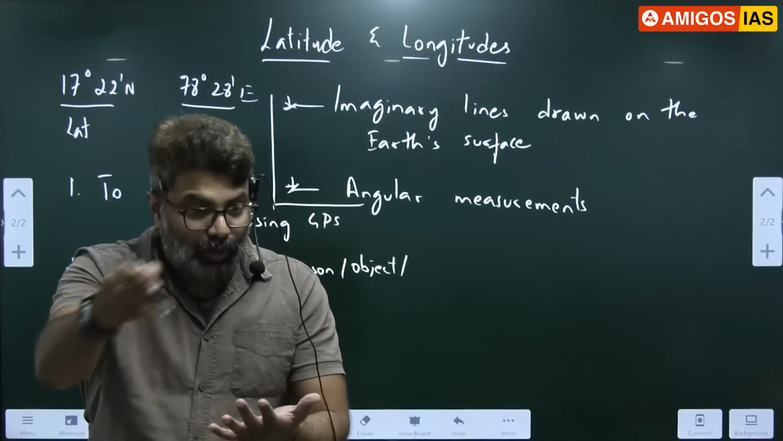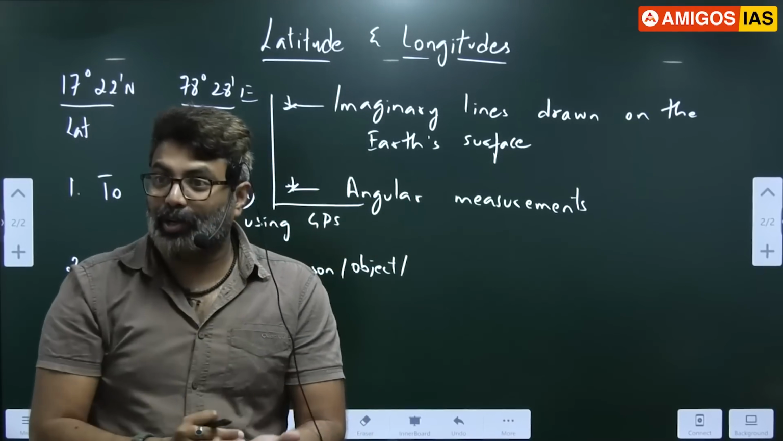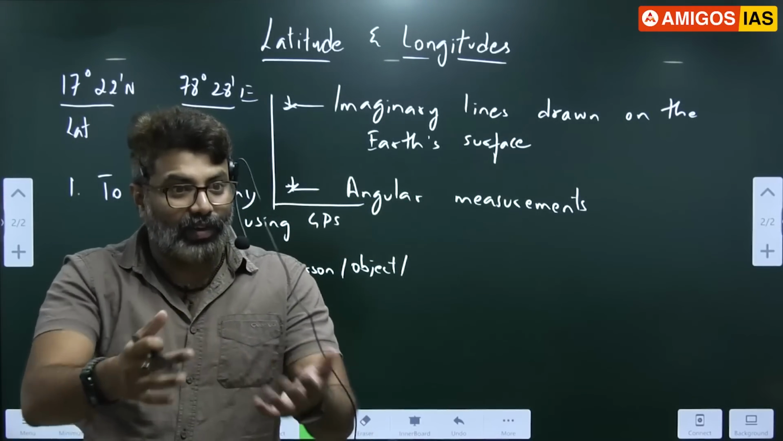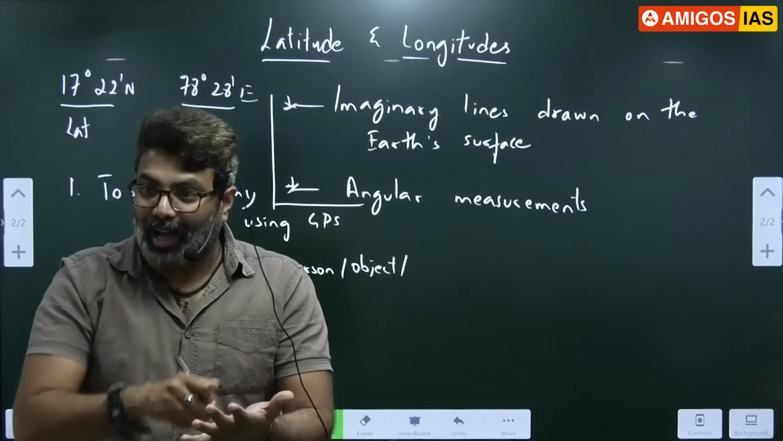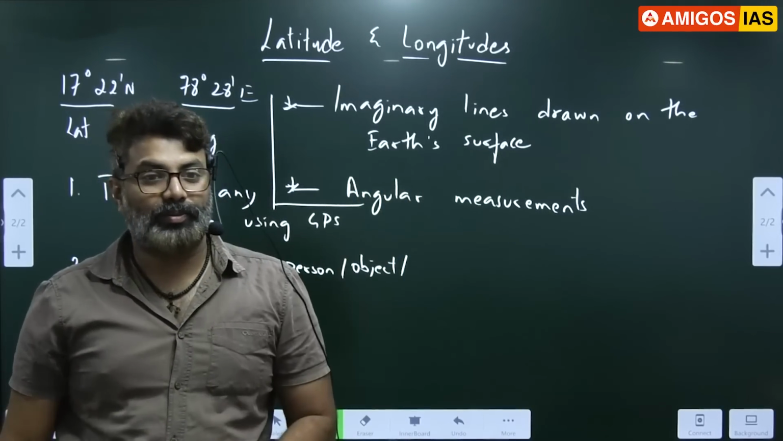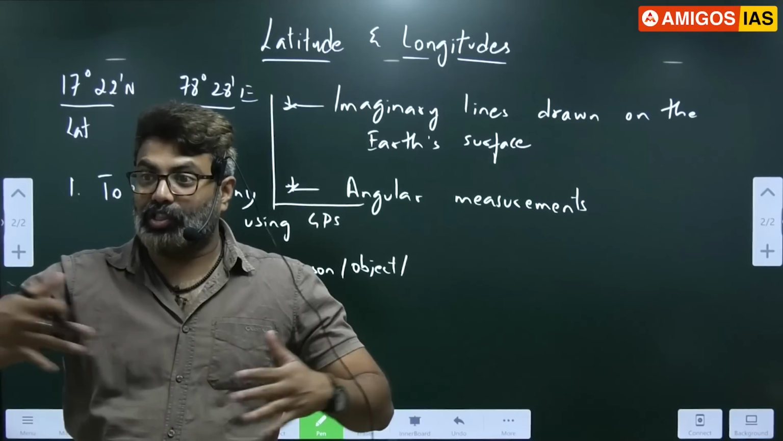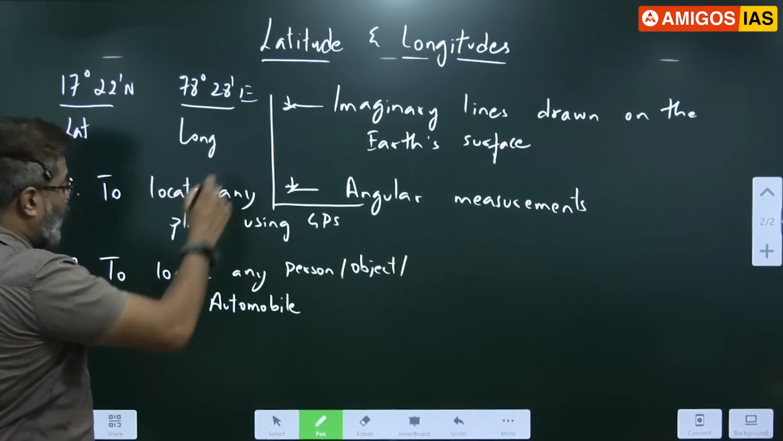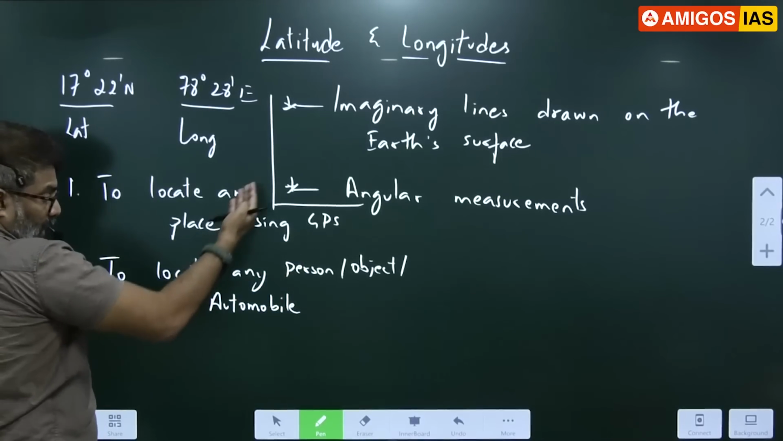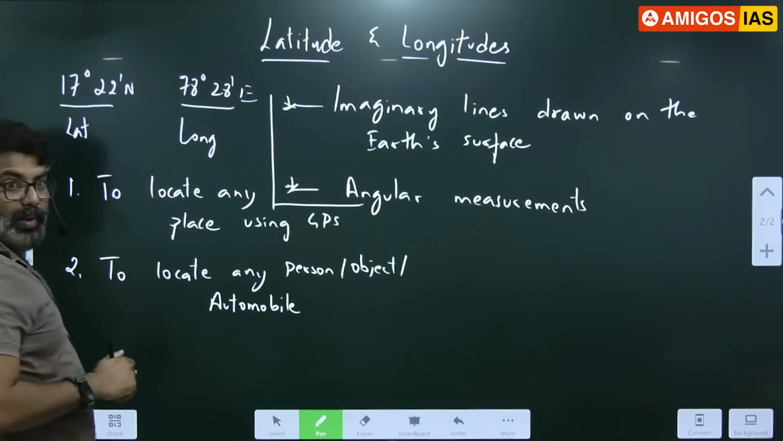Let's say you order food on Zomato. You are seeing your driver going to the hotel, picking up food and coming to your room, delivering food to you. You are seeing him going from road to road. How does it work? Latitude, longitude. So it has a lot of applications that we are using today, to locate any person, object or automobile.